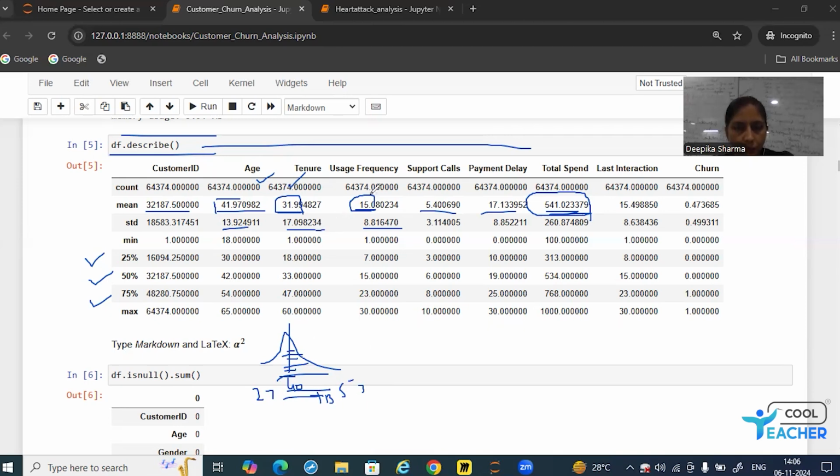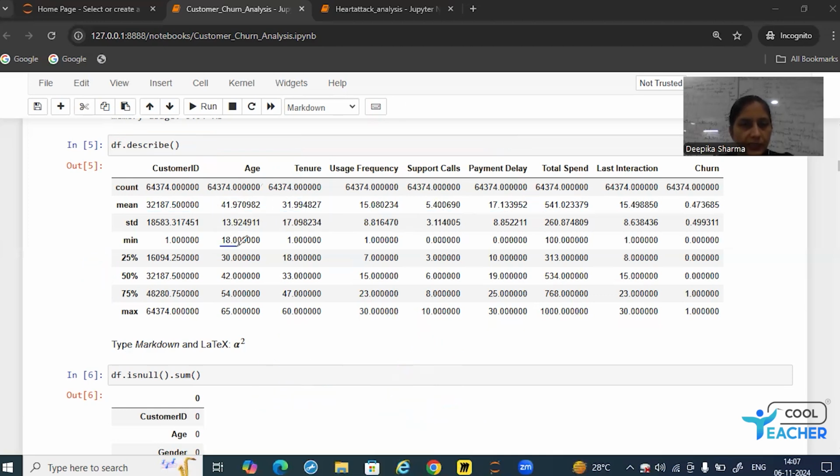When we talk about the usage frequency, the standard deviation is nearby 8. It means if we have 15 here, then 15 minus 8 and 15 plus 8, so approximately 7 to 23 times the customer has used the product or subscription. Here it is mentioned, for example, that the minimum age is 18 and the maximum age is 65.